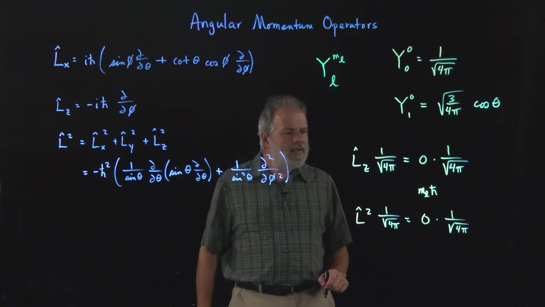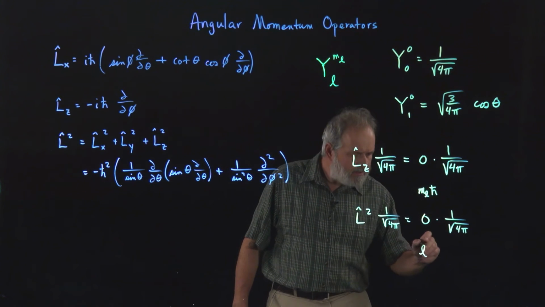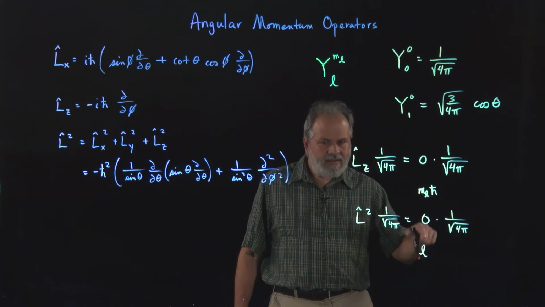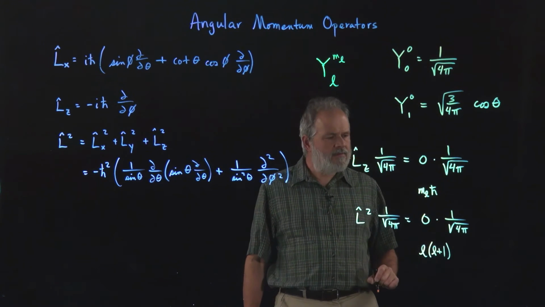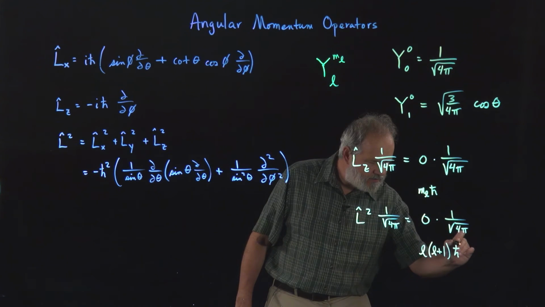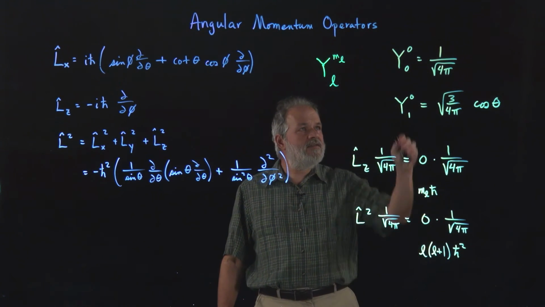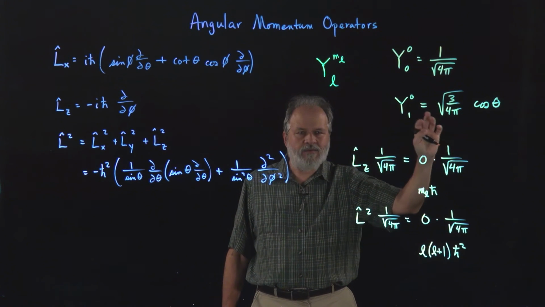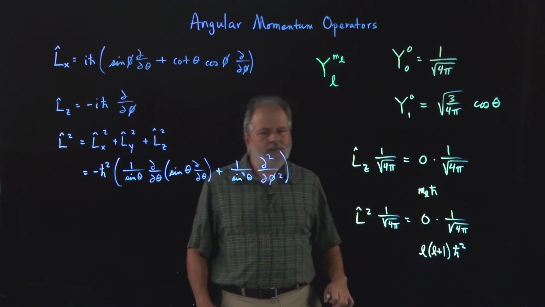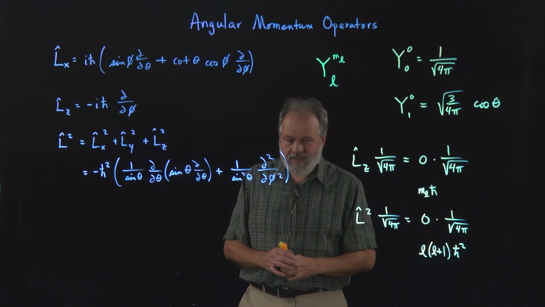All right. Now, it turns out that this is going to be L, not little l squared, but it's actually little l times little l plus 1, h bar squared. Okay? And so if this is 0, that implies that L is 0, which of course we already knew when we did this. The more interesting example is going to be Y1,0, because it's not a constant. It's a function of theta, and we're going to see what happens there.